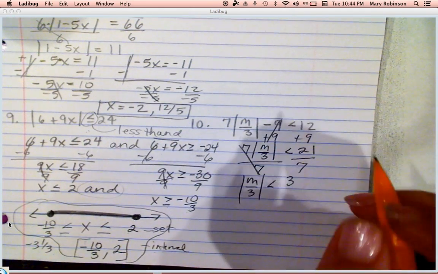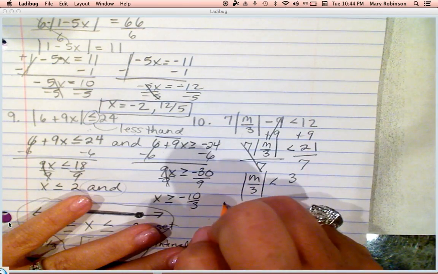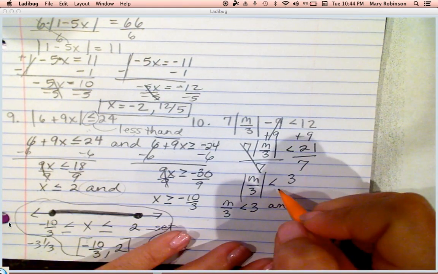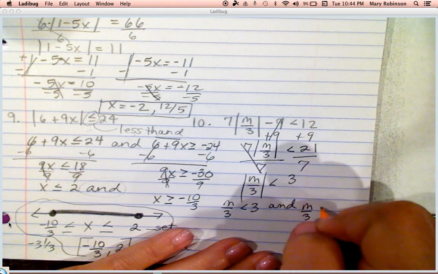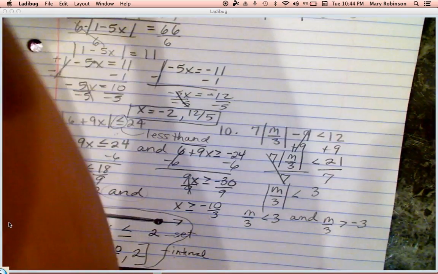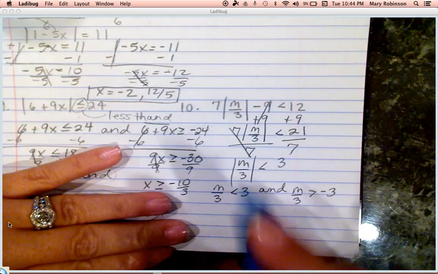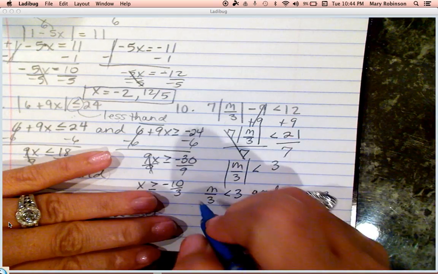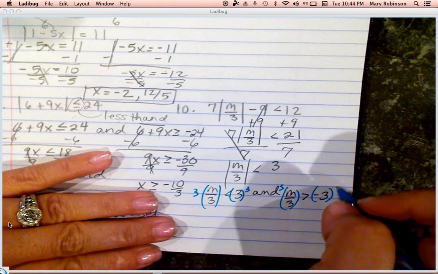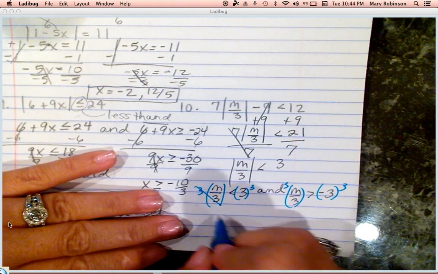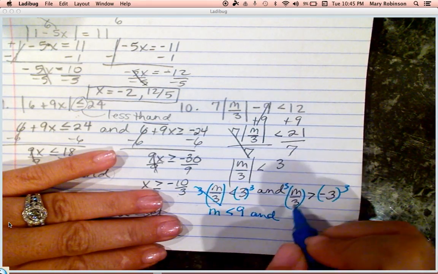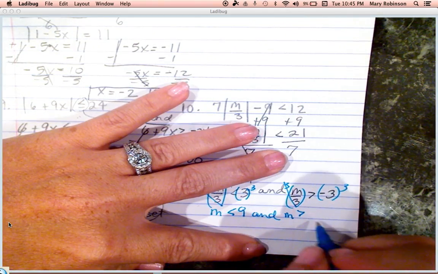Now, my second step, again, is to decide if it's and or or, and write my 2 inequalities. So I'm going to have m over 3 is less than 3. And because it's less than, m over 3 is greater than negative 3. Now, when I solve this inequality, the inverse of dividing by 3 is to multiply both sides by 3. So that's going to cancel out, and I'm going to have m is less than 3 times 3, which is 9, and m is greater than negative 9.